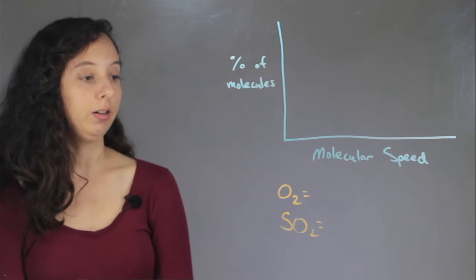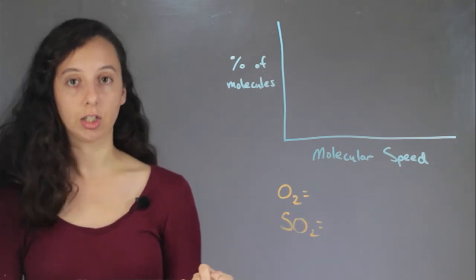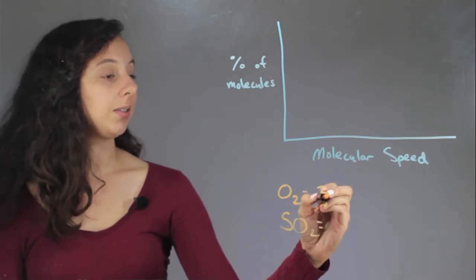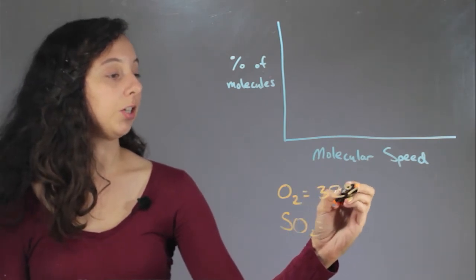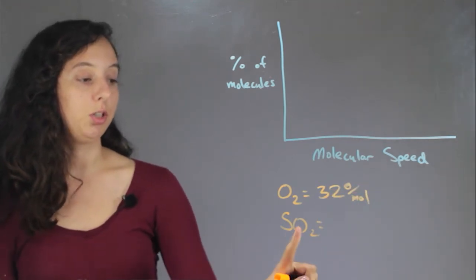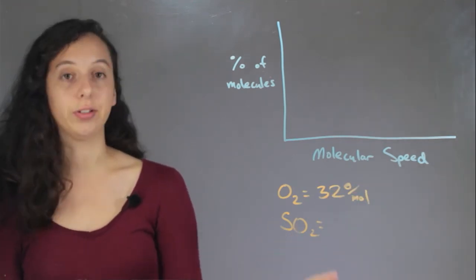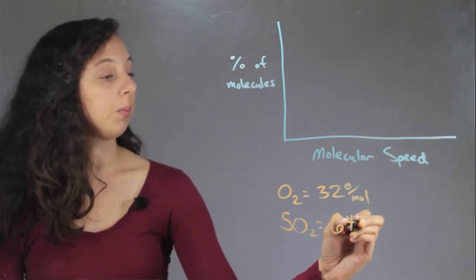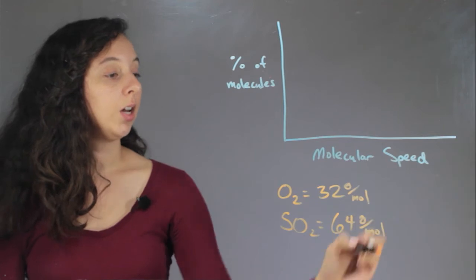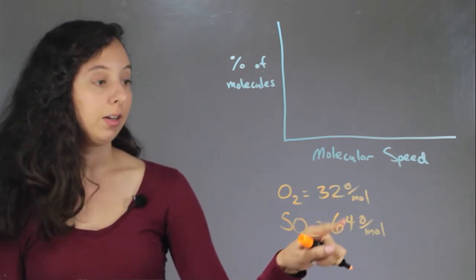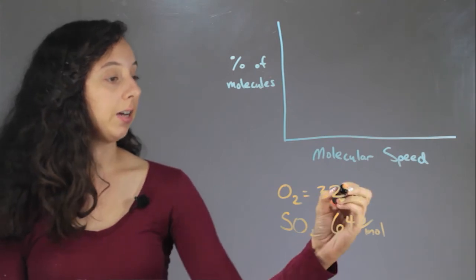Oxygen has two oxygens. Each oxygen weighs 16 AMUs, so oxygen gas has a molecular mass of 32 grams per mole. Sulfur dioxide has the same two oxygens plus a sulfur, which weighs 32. So this actually weighs 64 grams per mole. So we can see that oxygen is half as heavy as sulfur dioxide.